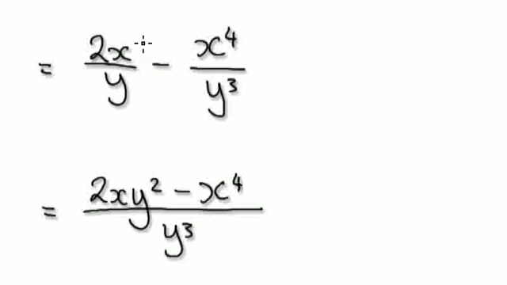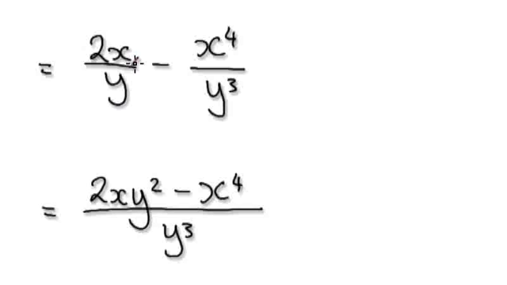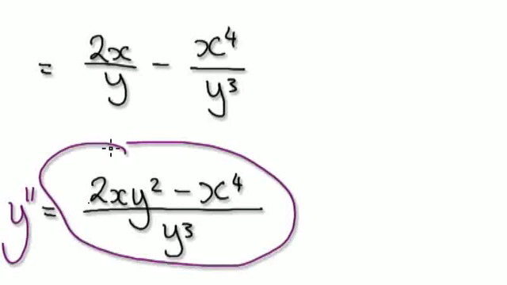So here, in order to add two fractions, you need to get the two denominators to be the same. So times top and bottom by y squared, just so that the two denominators can be the same, and then basically merge the two fractions. So overall, y double prime equals this thing here.